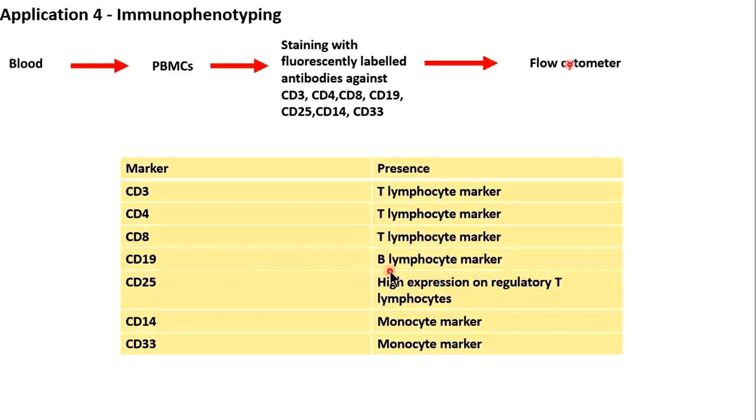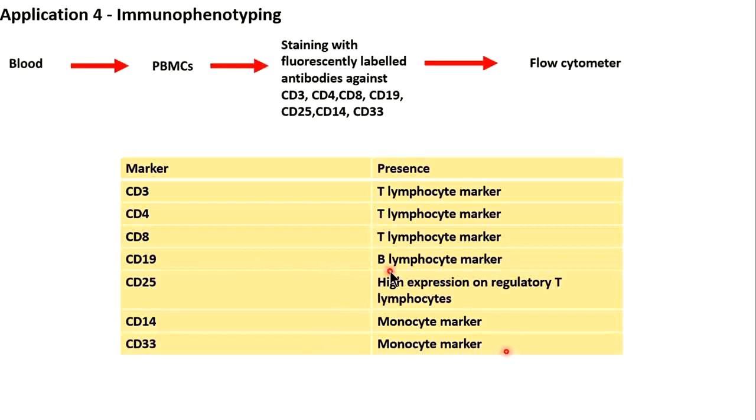And we will put the test tube in the flow cytometer. So I will tell you what these markers and proteins signify. CD3 is present on T cells, CD4 on helper T cells, CD8 on cytotoxic T cells, CD19 on B lymphocytes, CD25 is present highly on regulatory T cells or suppressor T cells, CD14 on monocytes, and CD33 on monocytes.